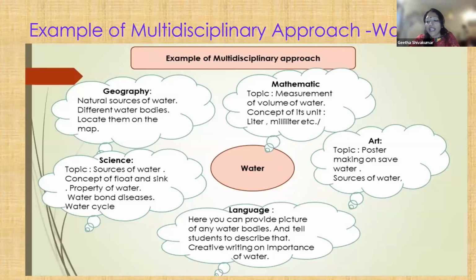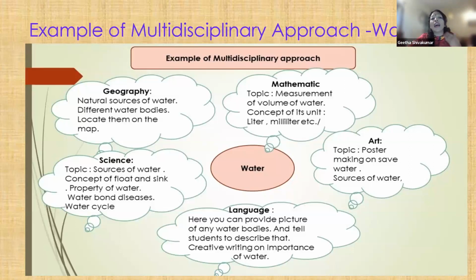For example, if I take water. In geography, I will be talking about sources of water, different water bodies, how to locate them on the map. All those are geographical aspects. When I go to maths, how can the water topic be connected with mathematics? Measurement of the volume of water, how water is measured. I can also talk about the groundwater level in one state. For example, Maharashtra state, under Ek Bharat Shreshtha Bharat, is connected with Sikkim. So I can connect both states and their groundwater levels. The students can draw a pie chart or bar graph and represent it.